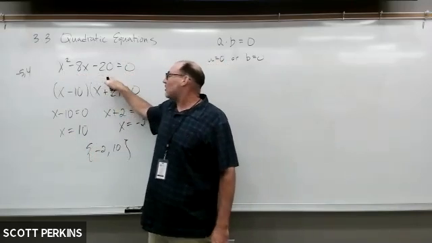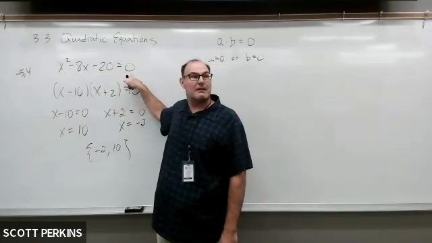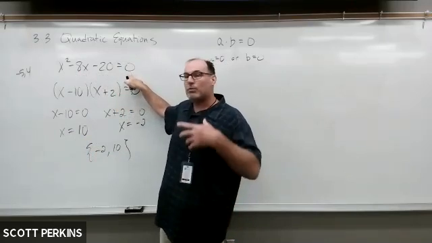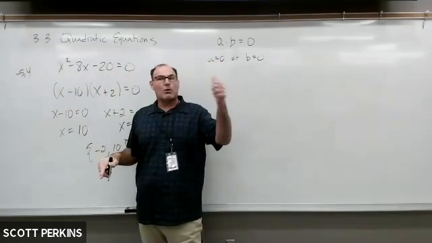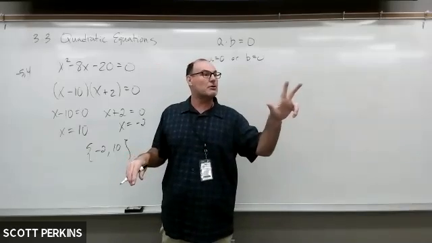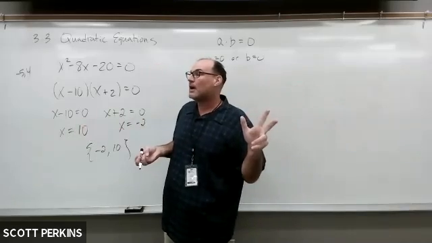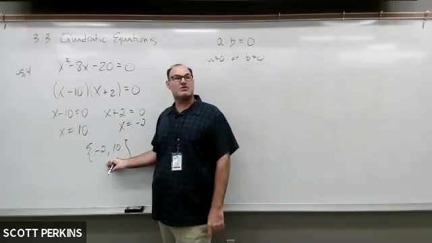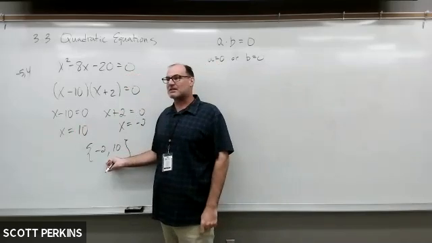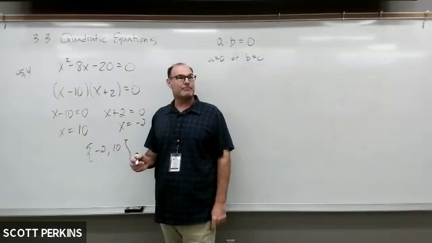Meaning, where does this function cross the x-axis? The x-axis is where the y values are 0. So what we found are, we can call it either the roots, the x-intercepts, or the zeros. You'll see each of those terms at some point in your homework. So we have just found the two values where this graph crosses the x-axis, at negative 2 and at 10.